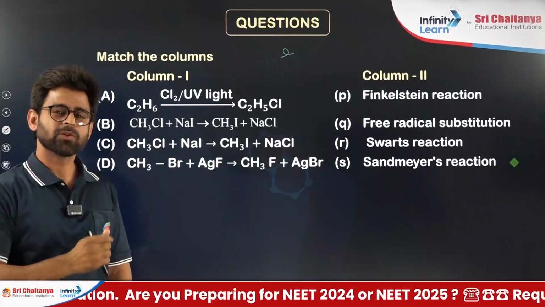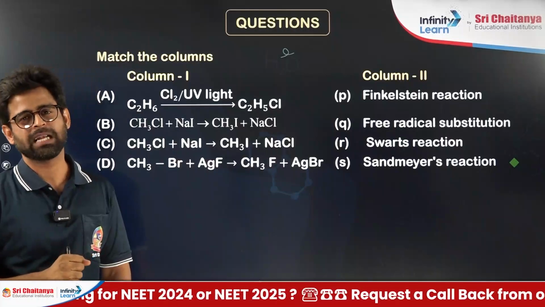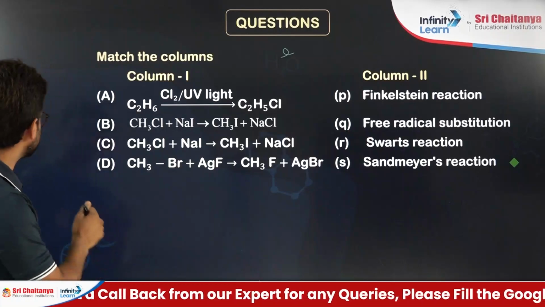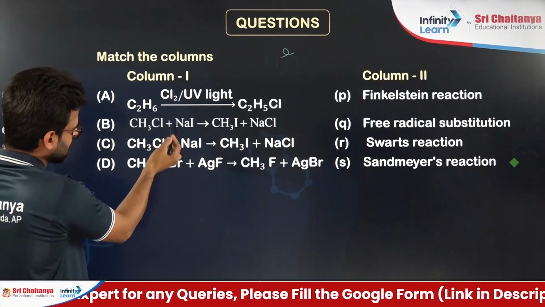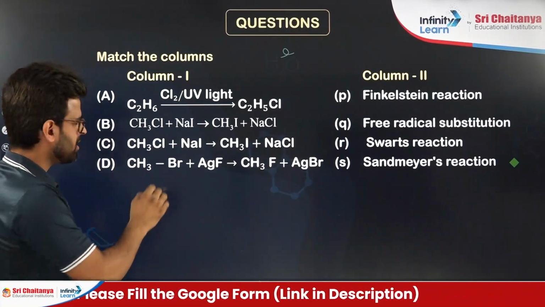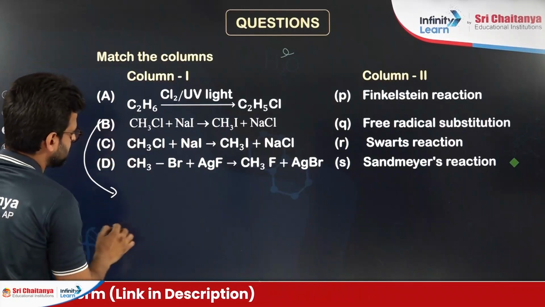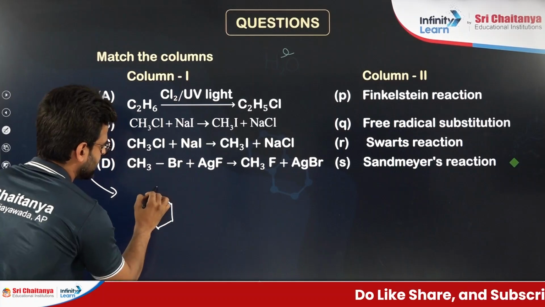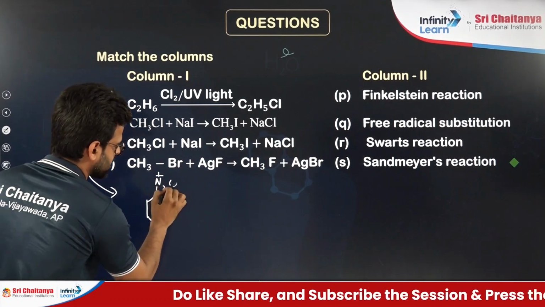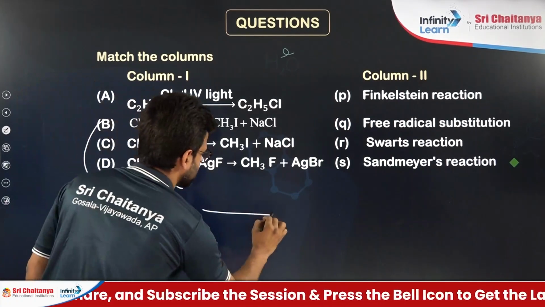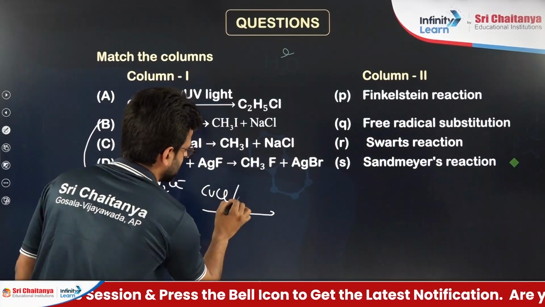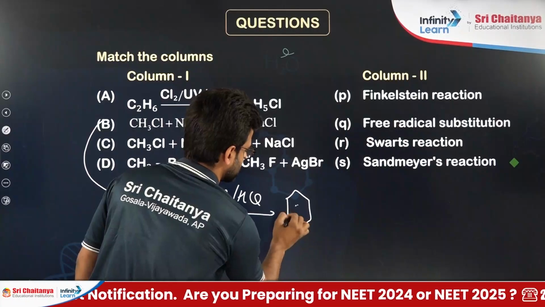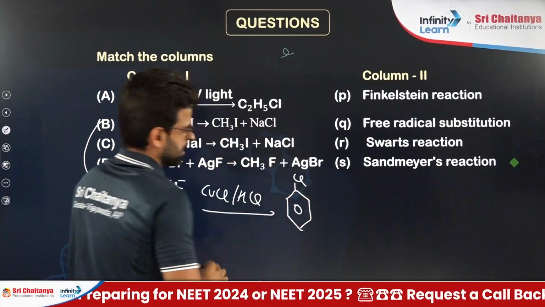Next, if we come to the next one, again it is from the preparation of haloalkanes and based on some name reactions. First of all, as B and C are both given the same, I will rectify this a little bit. This B is what? I have here a diazonium salt, and in the diazonium salt I will add CuCl with HCl. This will give us chlorobenzene.